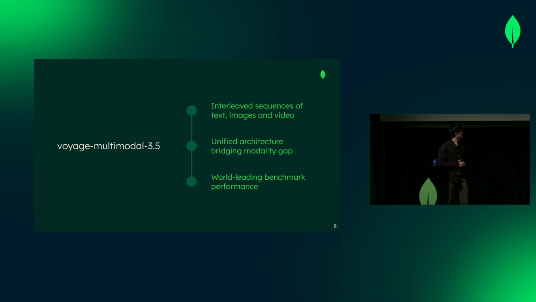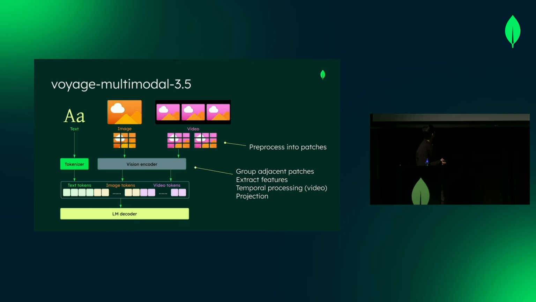And really what allows us to do this is a unified architecture for the model that processes all the visual and text content through the same transformer architecture. So instead of having two distinct modules that are only unified at the very end, Voyage Multimodal series are constructed to be unified from the very beginning. This also allows us to bridge the modality gap and also gives us world-leading benchmark performance, which we'll see a little bit later.